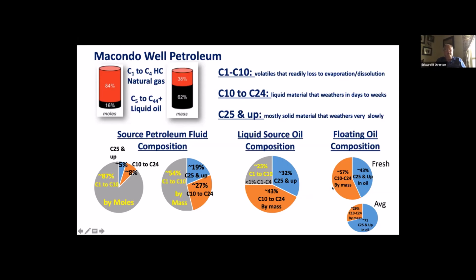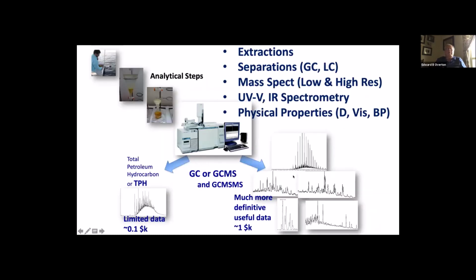And then you go over and you look at oil that was spilled, and again, the volatile compounds were lost from that liquid oil, and the higher molecular weights remained. You lose the C1 to C10 fraction quicker than you lose the C25 and up fraction. So we might ask, how do we know this? What are the analytical methods to do this? And this next slide shows basically what you've got to do to determine that.